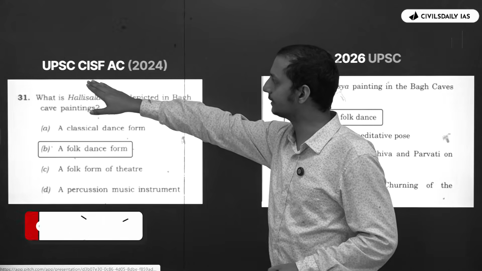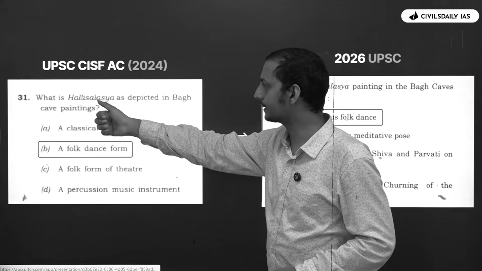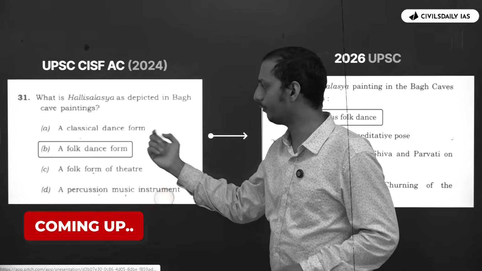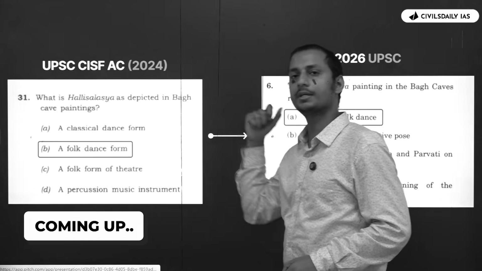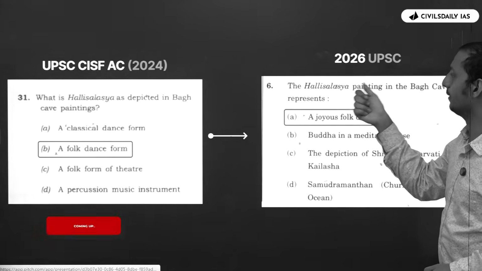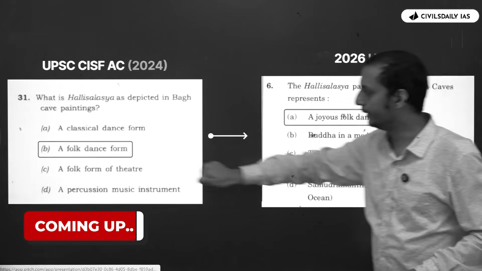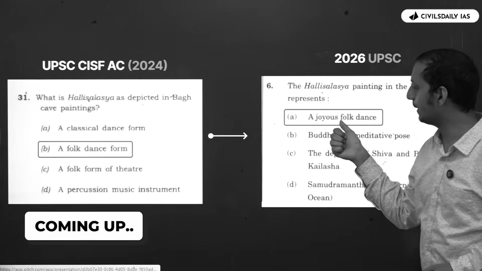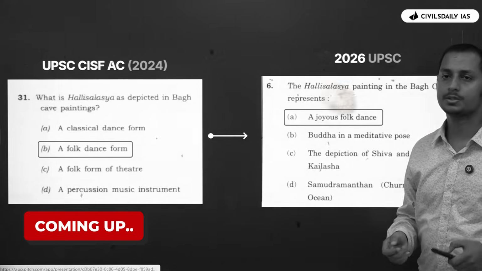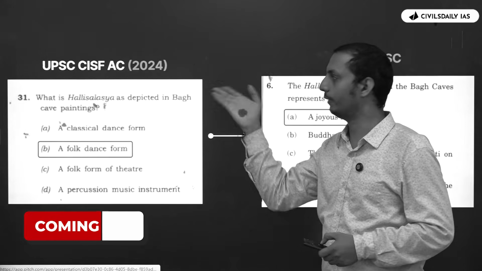Here in UPSC CAPF Assistant Commandant, what is Halli Salaya depicted in the bark paintings? Classical form dance, a folk dance form. The same question has been asked in 2026. Halli Salasya painting in the bark canes represent. So here they have given a folk dance form, the same option, a joyous folk dance. So it's a direct hit previously from the 2024 CAPF.